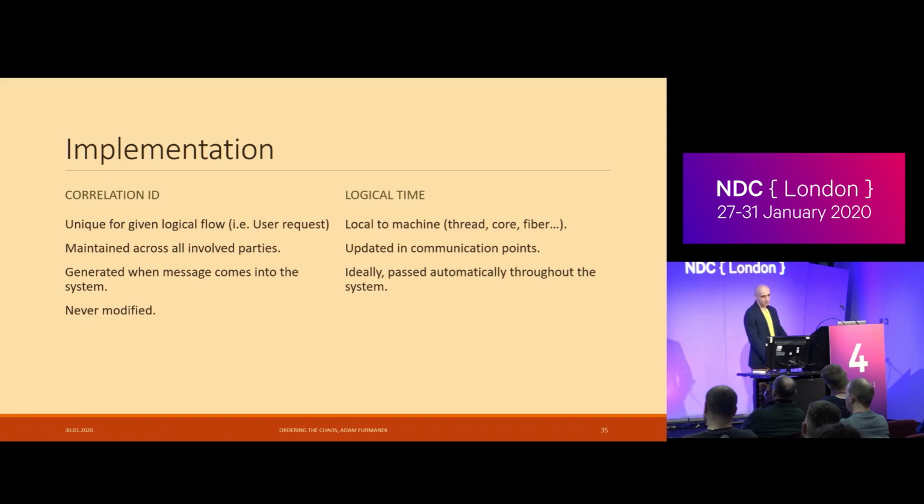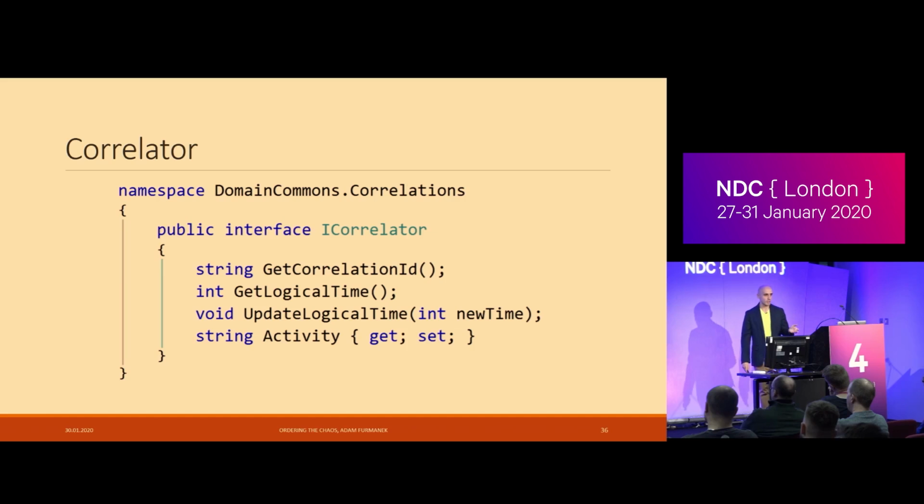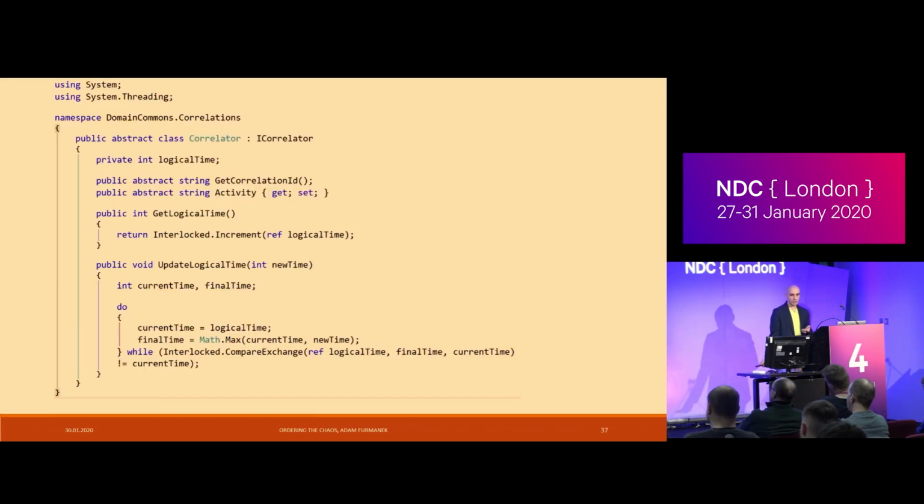Then logical time is maintained just as we've seen on the previous slide. So each node is having its own time. And when we do communicate, we need to pass the time, and we need to update the time and carry it on. So what we start with is we introduce some interface called ICorrelator, which basically gives us access to those two pieces of information: the correlation ID and the logical time, this Lamport timestamp. It also has a method to update logical time, which we use when we do communicate. And we can also introduce something like a human-readable activity telling us what is actually happening. This will be helpful for our logging information.